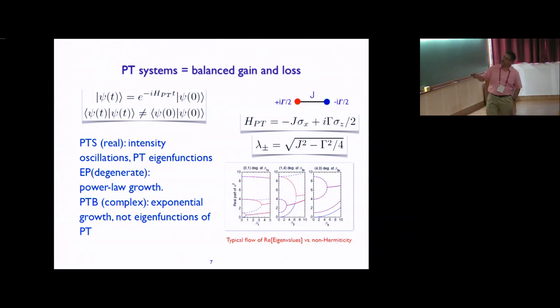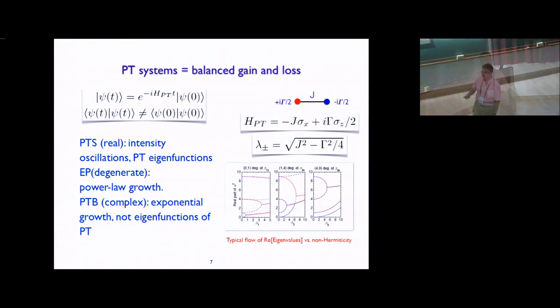And this is just a cartoon showing how generically the eigenvalues of this sort of Hamiltonian change as a function of the non-Hermiticity parameter. What you get is you have two eigenvalues, they come together, and then they become degenerate, and then they flow. And that is very generic, basically. Whether it's a two-dimensional system or multi-dimensional system, it doesn't matter.